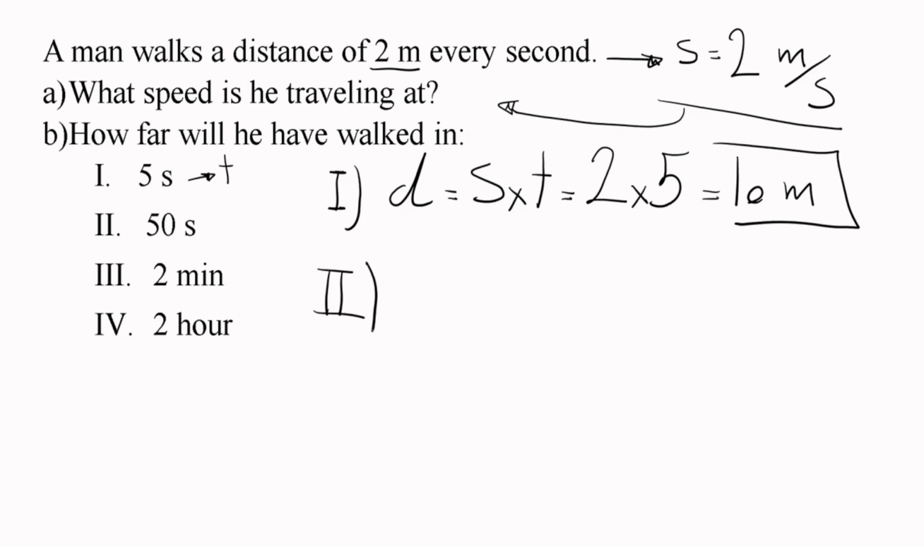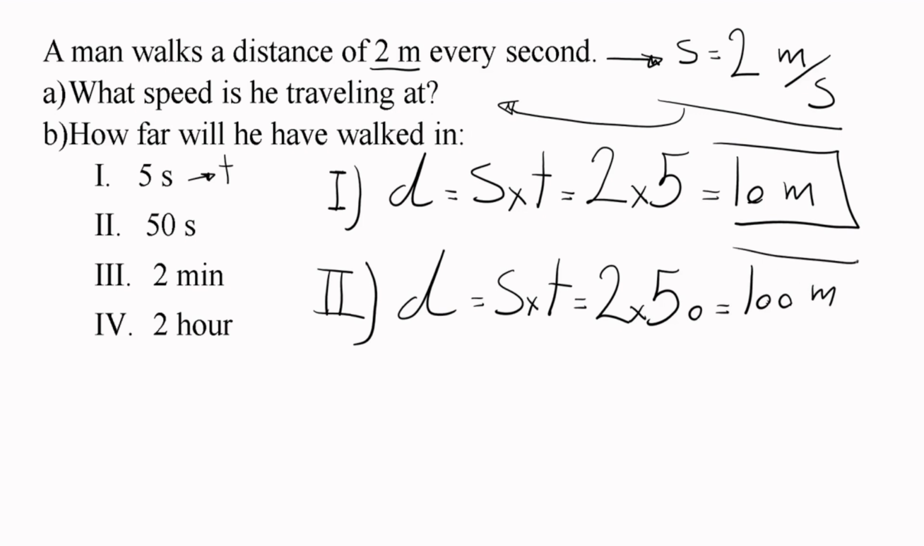Second part of this question, 50 seconds. Again, we need d. D is equal to s times t. Units are corresponding. 2 times 50, 100 meters. Really easy.